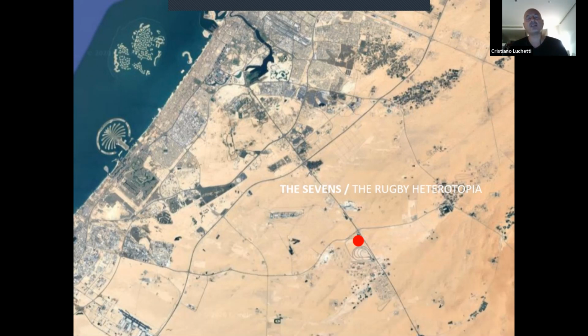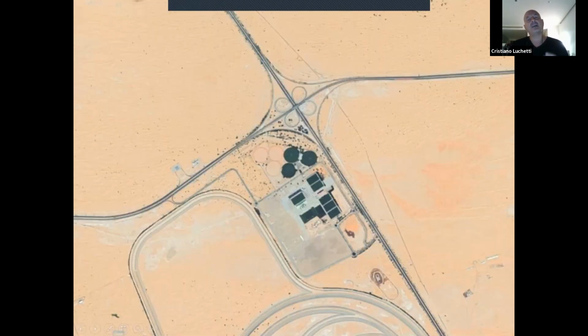Now, there are some others that I find more interesting case studies. One is the Sevens. The Sevens is what I call the Rugby Heterotopia. Now, heterotopia is a complex term, but basically this is a stadium that only operates for one week a year, mostly. There are some other ancillary facilities, some other activities throughout the year, but not many.